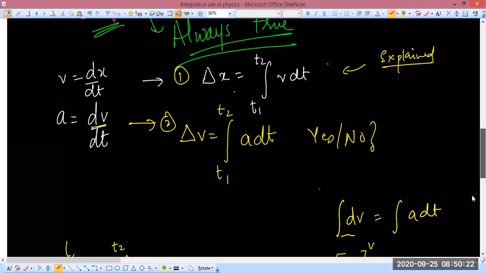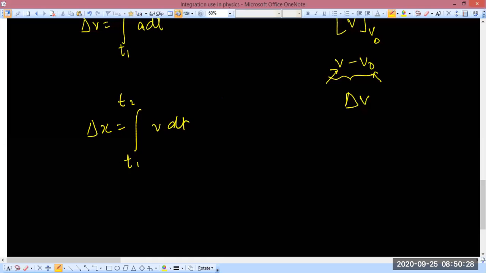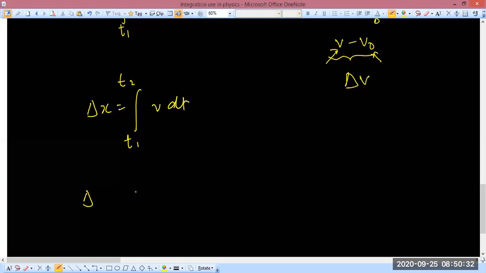Once again, let me just write these two. Delta x is the integration of v dt from t1 to t2. This must be memorized, since we have to use it so many times. And delta v is equal to the integration from t1 to t2 of a dt. Clear?